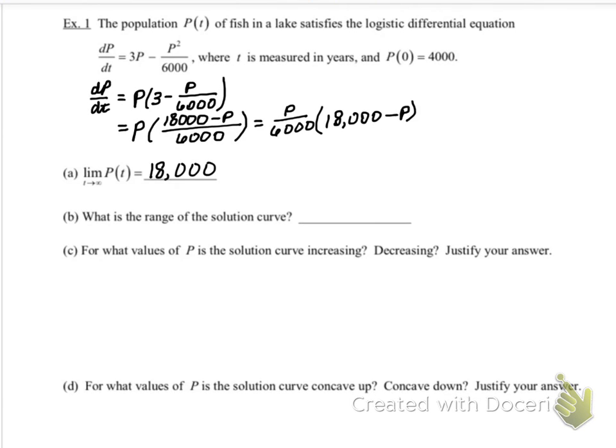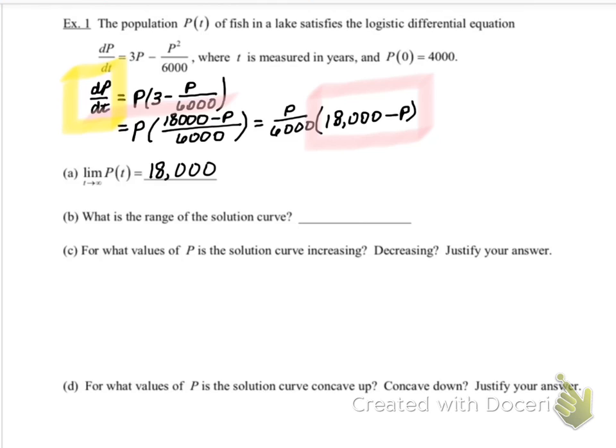Now I want you to take a minute and look at this slide. Look carefully at how I first factored right there in that step, and how I rearranged the terms in such a way that you can see where the rate changed from positive to negative.